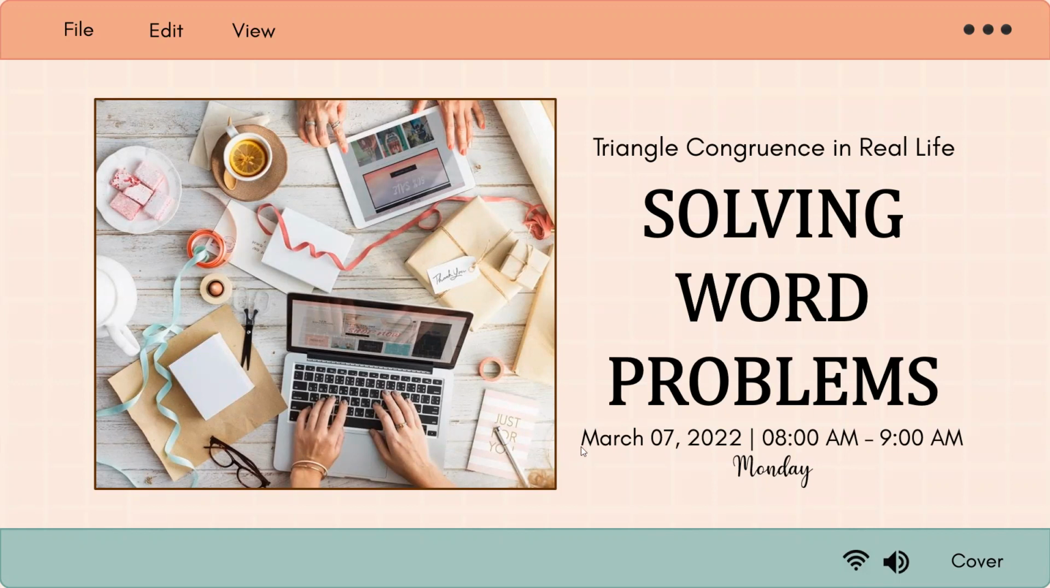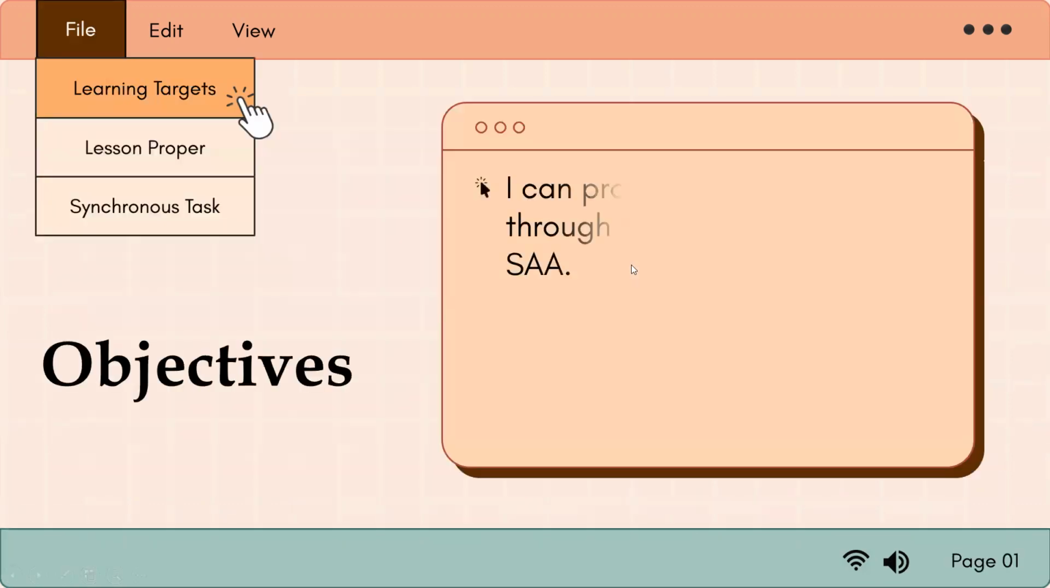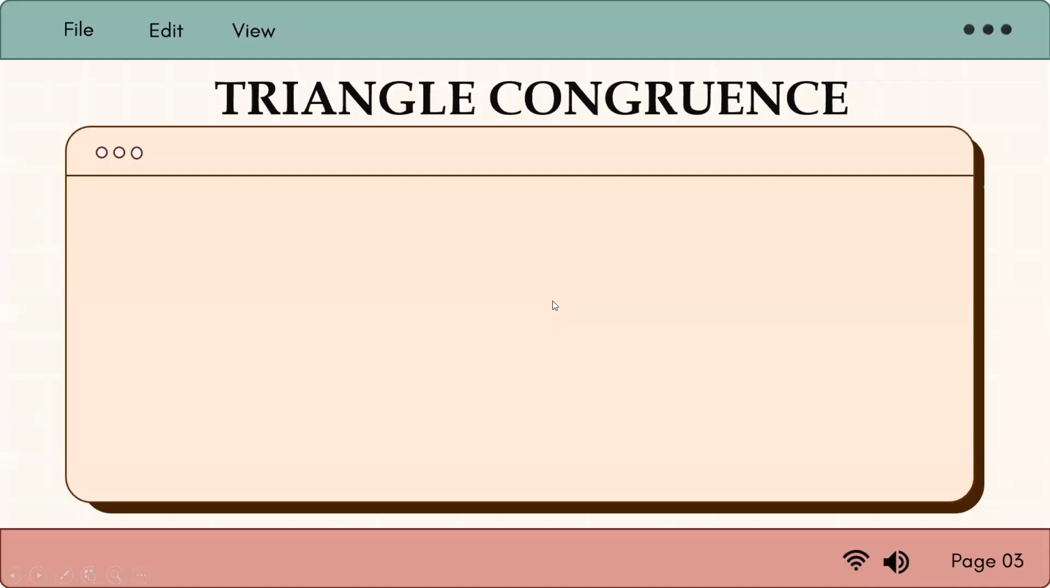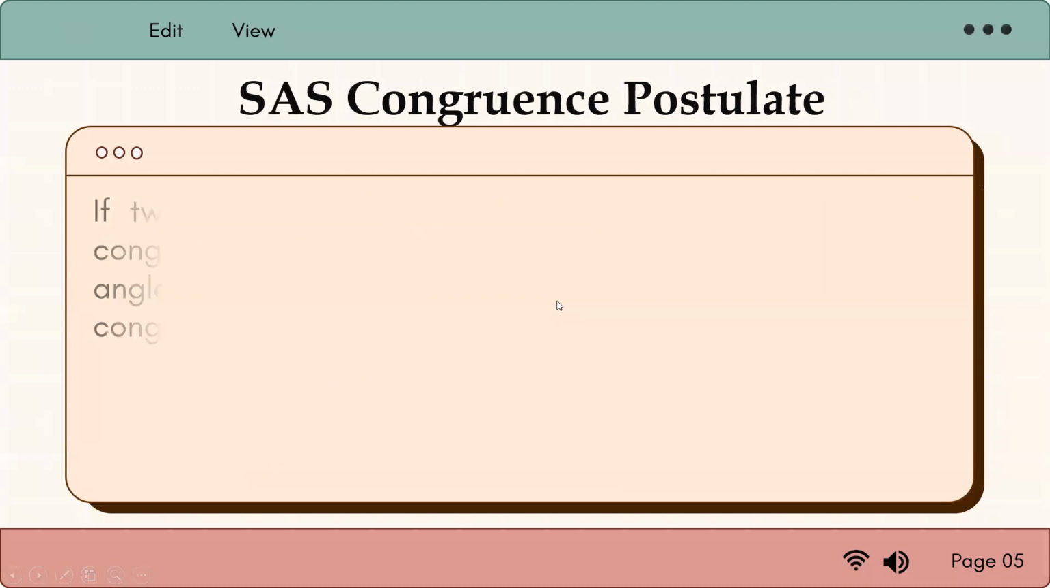It's late evening now as I record this on solving word problems about triangle congruence. So let's proceed with the problem solving. We already discussed a few of these, so this is also a review from the first few slides.